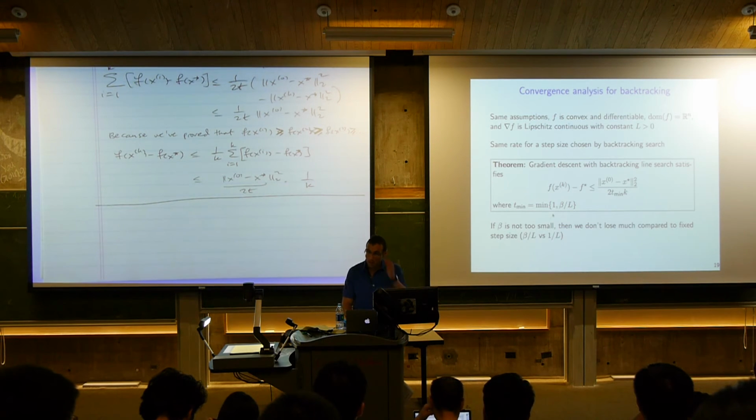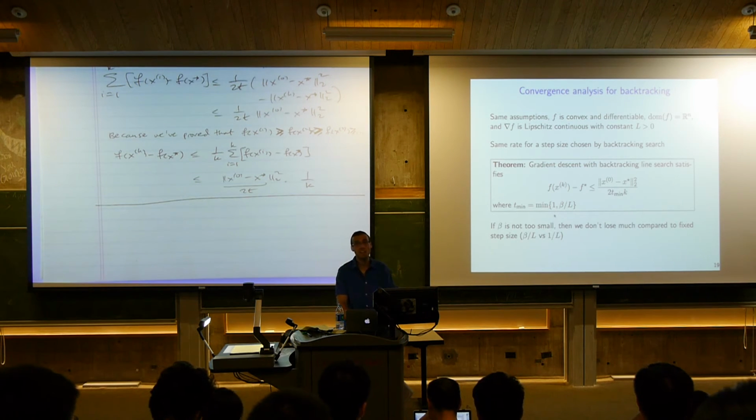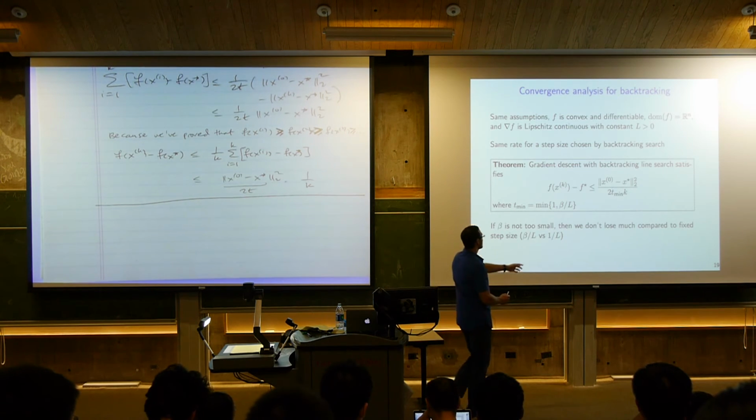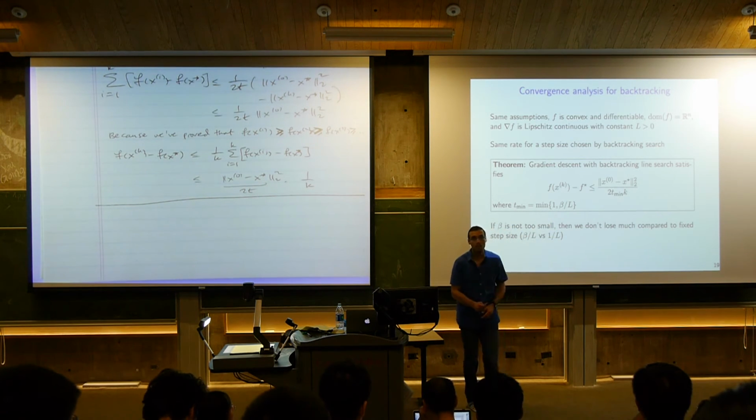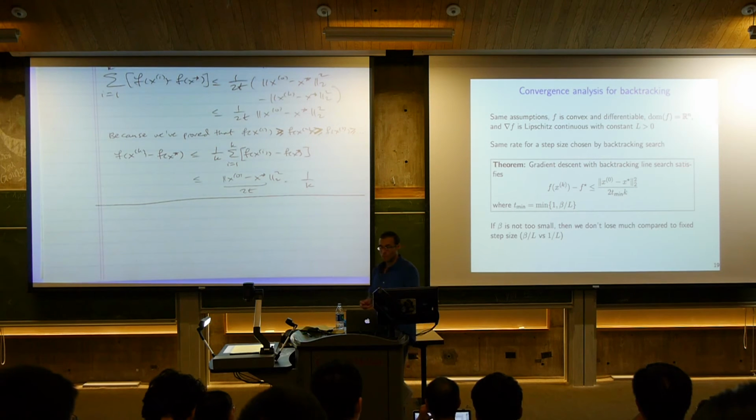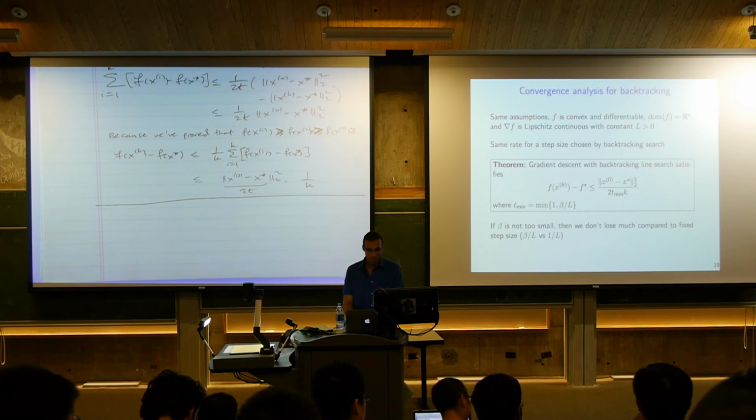But the nice thing is that we don't have to be tuning the step size to be smaller than or equal to 1 over the Lipschitz constant, which in many cases would be unknown or just hard to compute. It might be hard to compute the Lipschitz constant of the gradient. So backtracking is nice because it doesn't require us to have such a restriction on the step size to begin with.